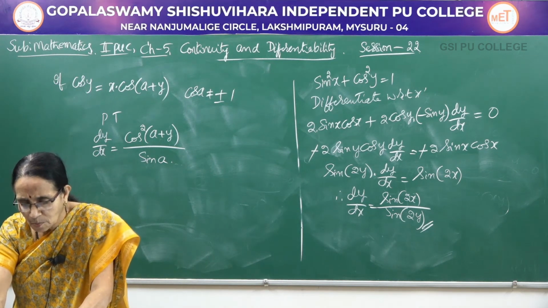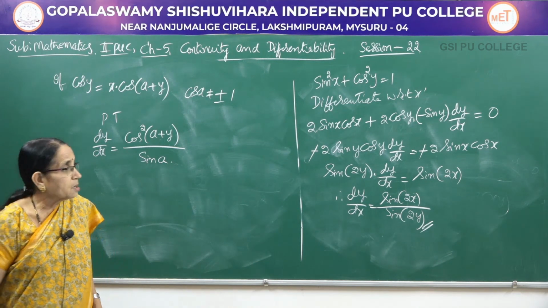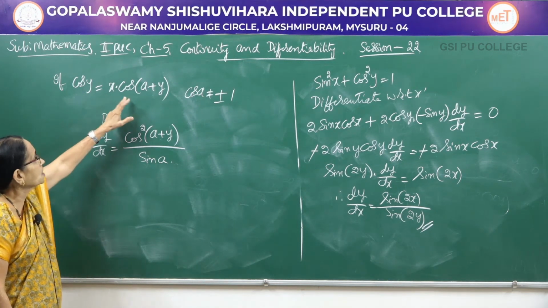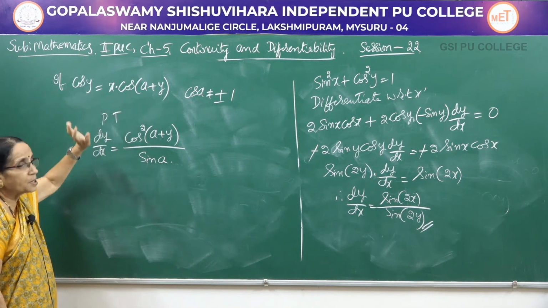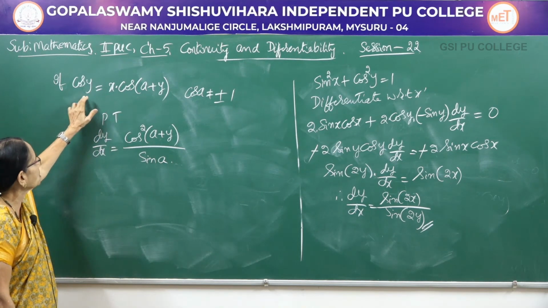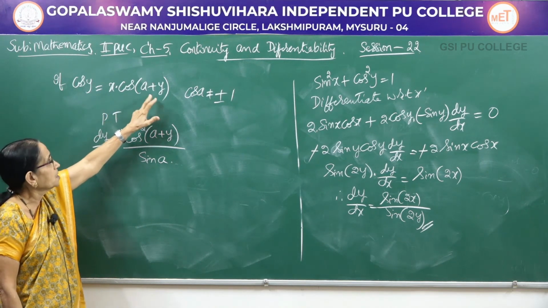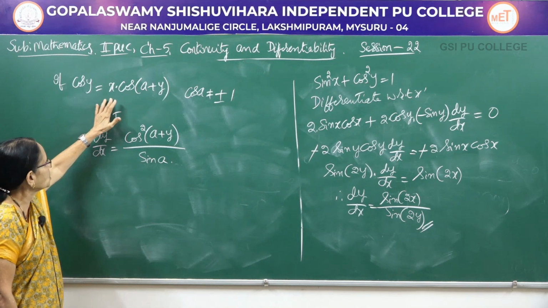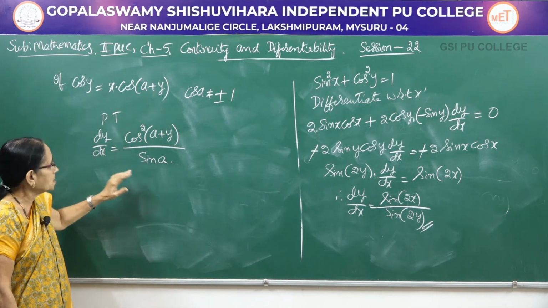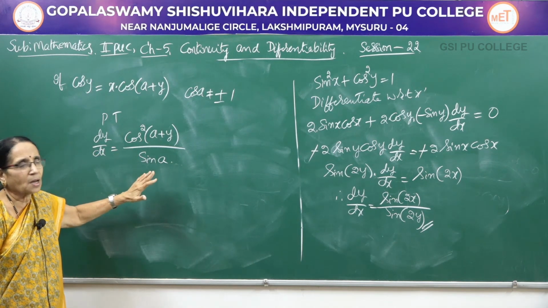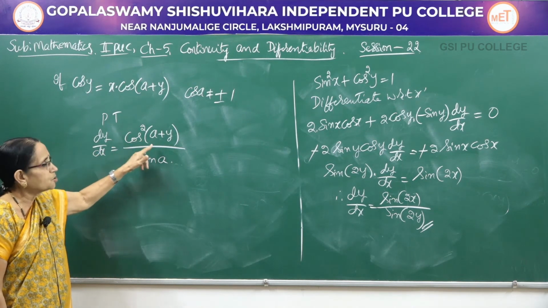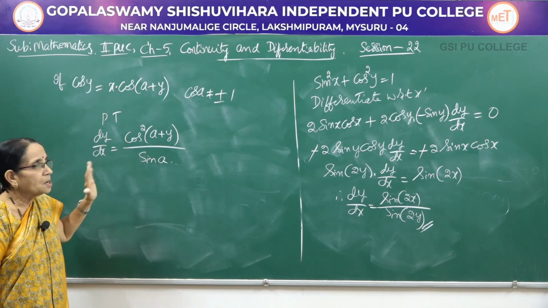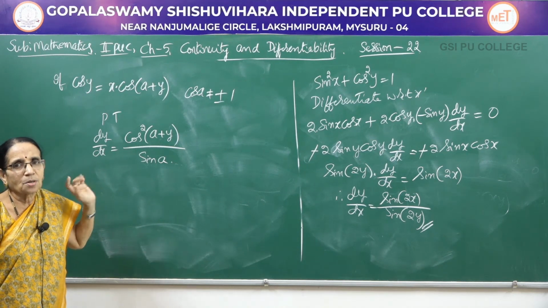The same problem can also be given in a different form. Instead of cos y and cos of a plus y, the function may be sin y equal to x into sin of a plus y. Only the ratio would be different. In the answer, the denominator will be sin a and the numerator would be sin square of a plus y. Whether sin is involved or cos is involved, the method that I am going to teach you is the same.